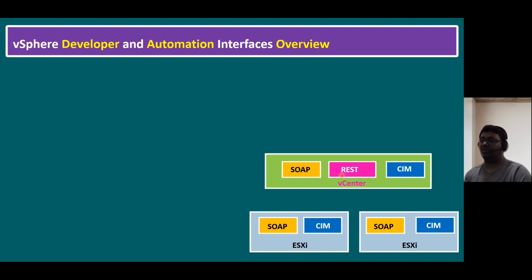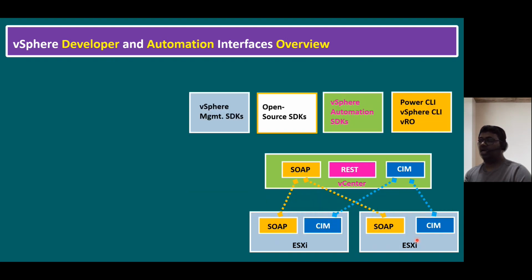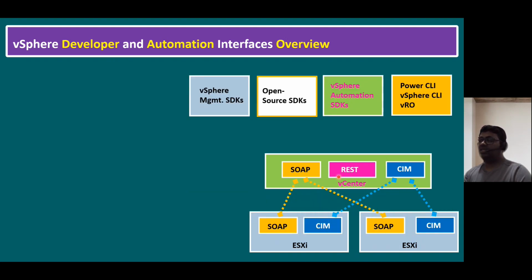in our vCenter server. And the vCenter SOAP interface is always used to communicate with the SOAP interface of all our associated ESXi hosts. Similarly, CIM also communicates with the CIM interface of all our associated ESXi hosts. And then our vCenter server has some additional capabilities.